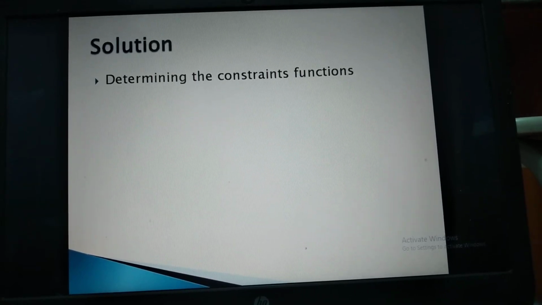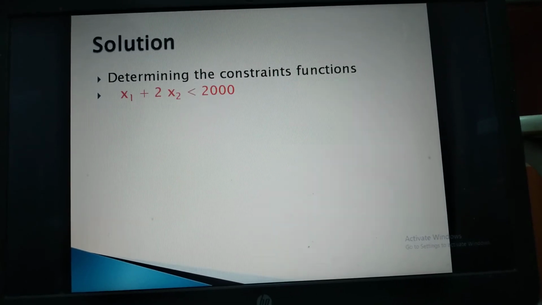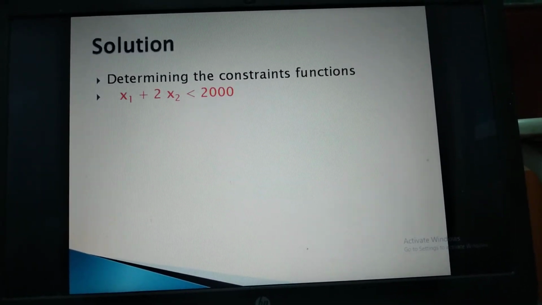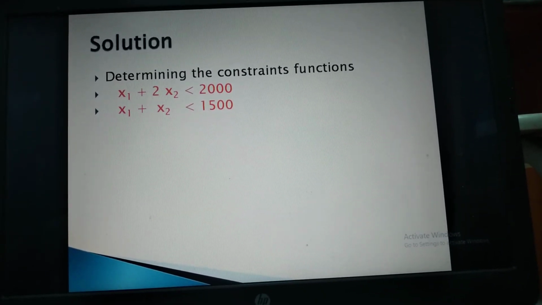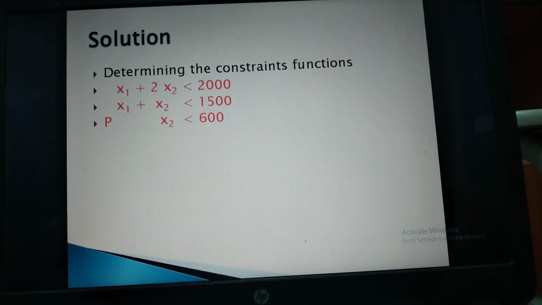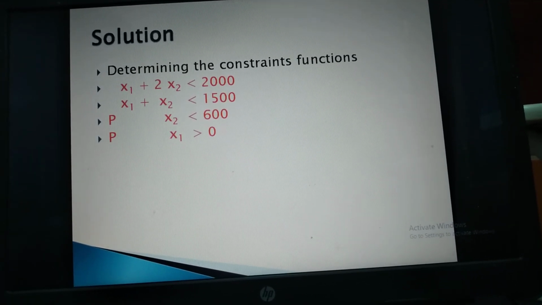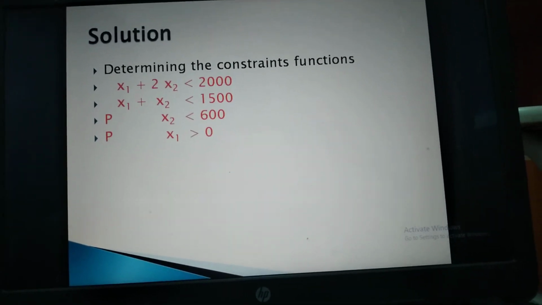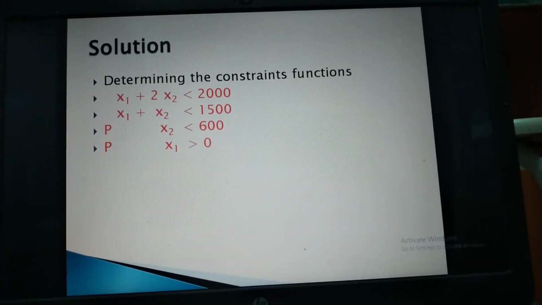The constraint. Determine the constraint function. How do you come up with the constraint function? x1 plus 2x2 is less or equals to 2000. x1 plus x2 is less or equals to 1500. x2 is less than or equals to 600. And x1 must be greater or equals to 0. So that is our constraint function.